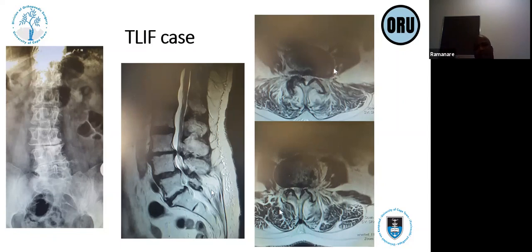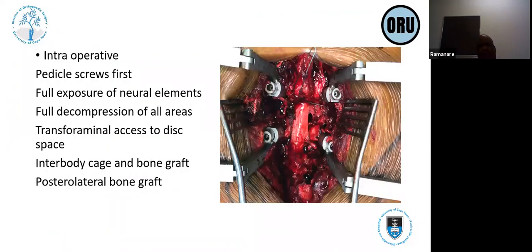T-lifts, multiple T-lifts. They will allow you to restore her lumbar lordosis. They will allow you to restore the disc height at all those levels. They will allow you to restore the sagittal profile and restore the coronal imbalance as well. So just to talk you guys through how we do the T-lift.